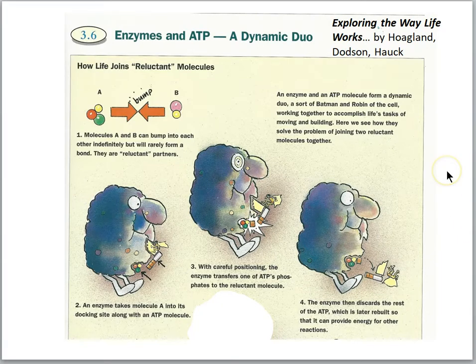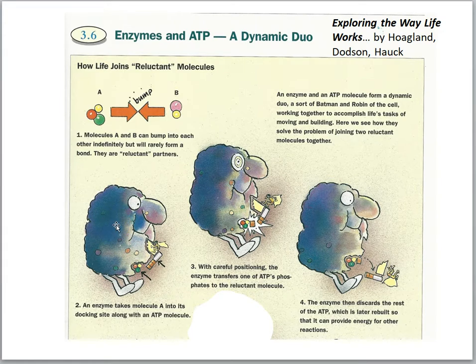Now let's take a closer look and see how ATP is actually used in the cell. We're going to enlist the help of a cartoon biology book called Exploring the Way Life Works. And here we see how life joins reluctant molecules. This big thing here will be a protein.